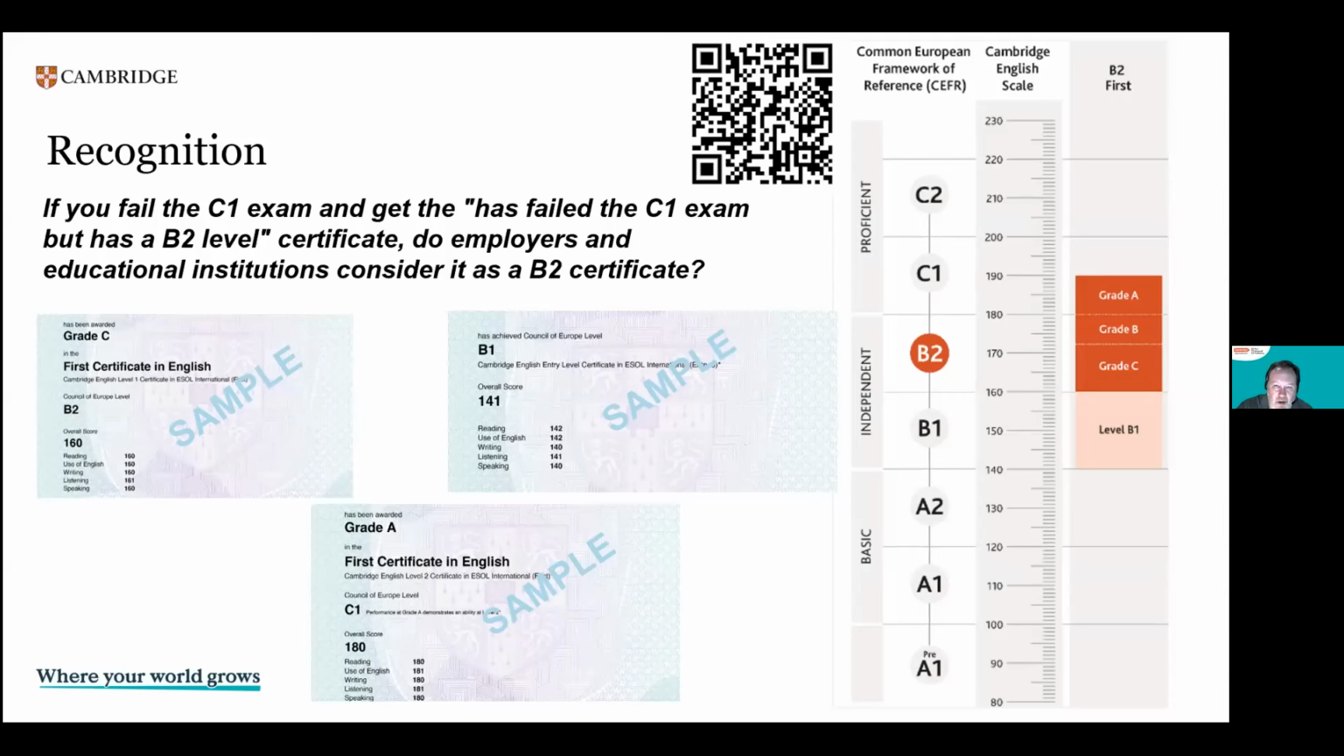Okay, so you see a certificate for B2. This is what we would see if we had a grade six. So first certificate, we have a B2. We have 160 on the Cambridge English. And everybody's happy.